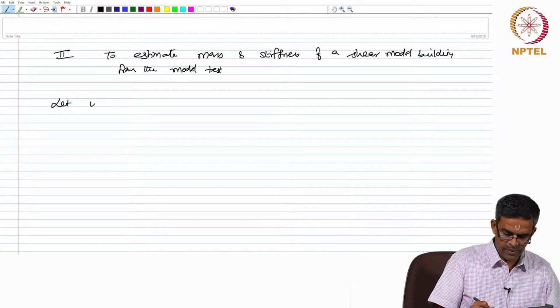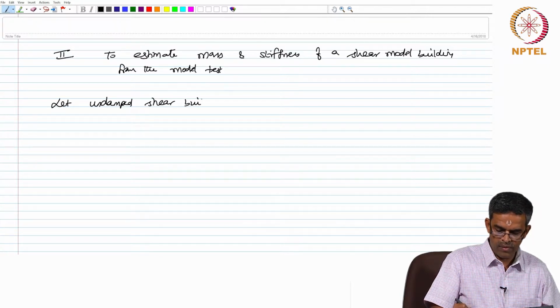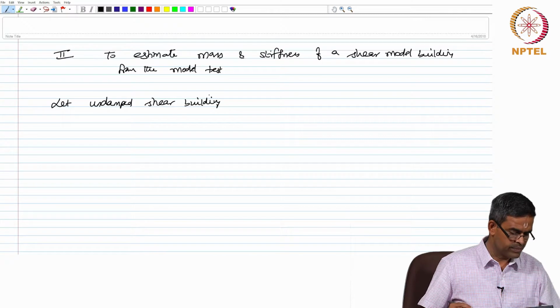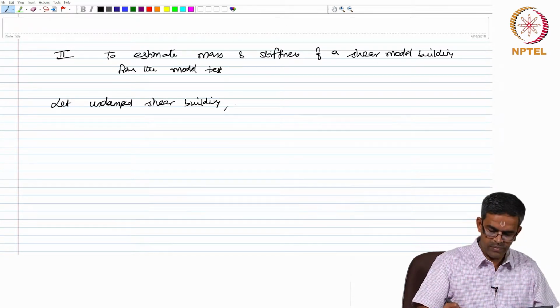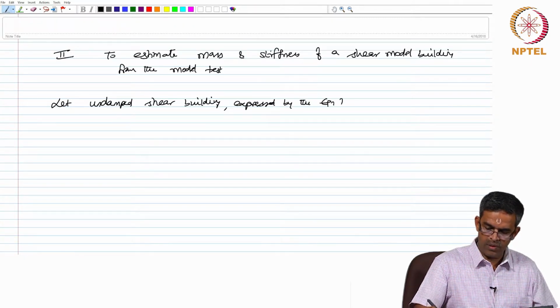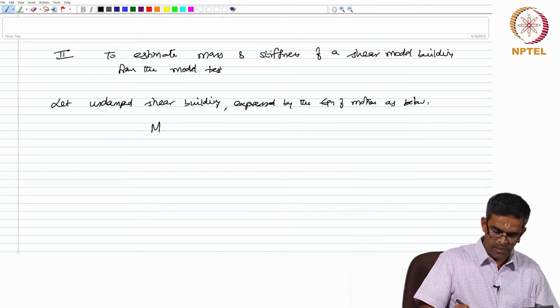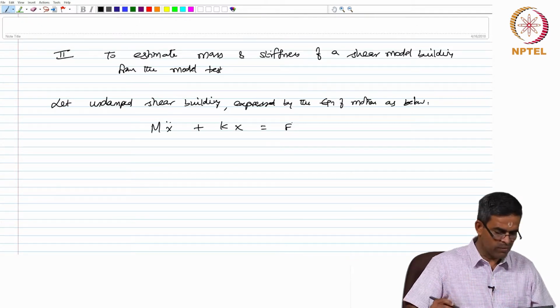Let an undamped shear building be expressed by the equation of motion as below, that is m x double dot plus k x is F.